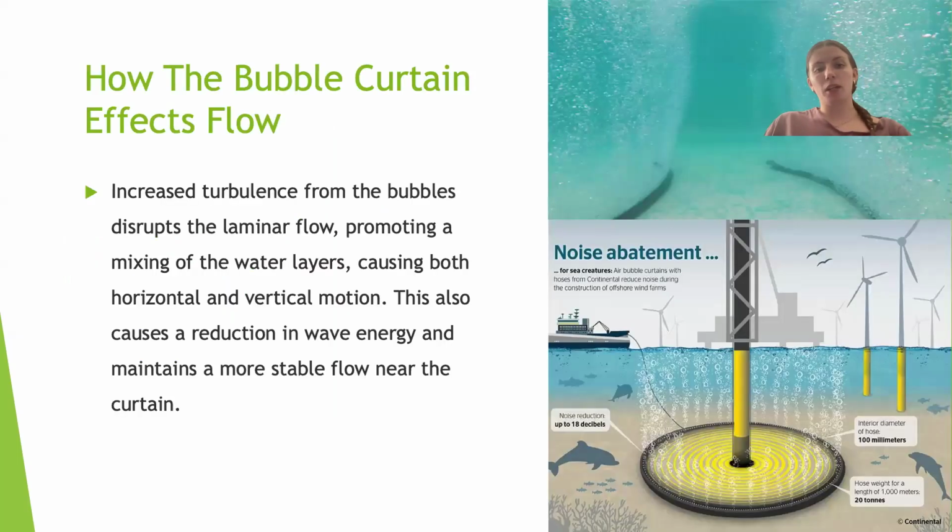And then lastly, we looked at a little more in depth of how the bubble curtain really does affect the flow. So an increase of turbulence, as I said previously, disrupts the laminar flow and promotes a mixing of the layers of water, causing both horizontal and vertical motion. These two types of motion really cause that algae to break up. This also causes a decrease in wave energy and maintains a more stable flow near the curtain, which is super important.